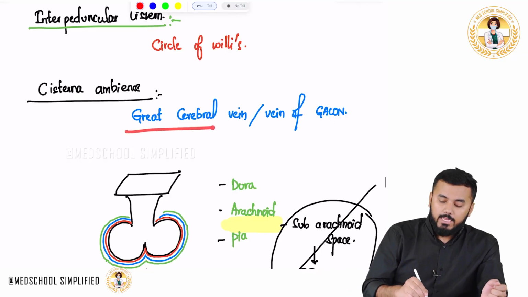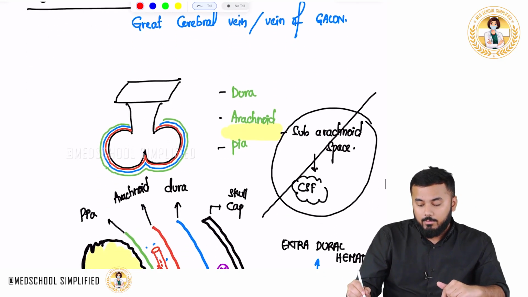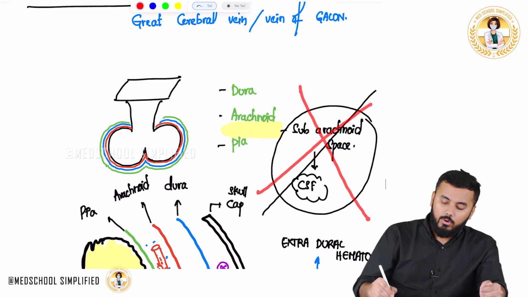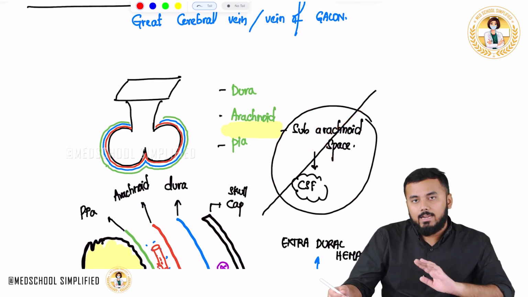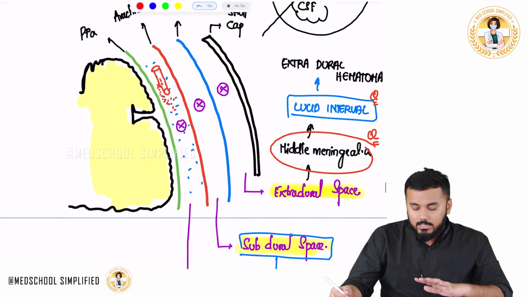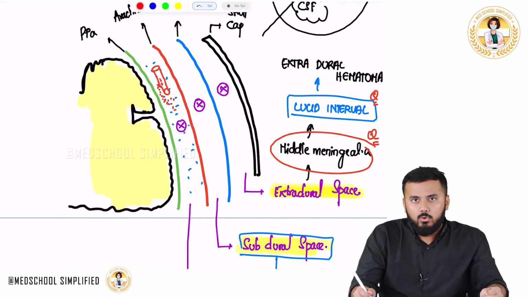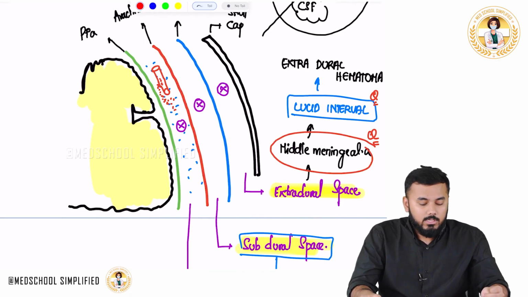Cisterna ambiens, you have the great cerebral vein or vein of Galen. And remember one thing, there is no subarachnoid space over here. That is why even in case of hydrocephalus, the pituitary gland is not affected. And these are the three different types of hematomas which you have to know at any cost, right? So these are some of the important things regarding the subarachnoid cisterns, guys.